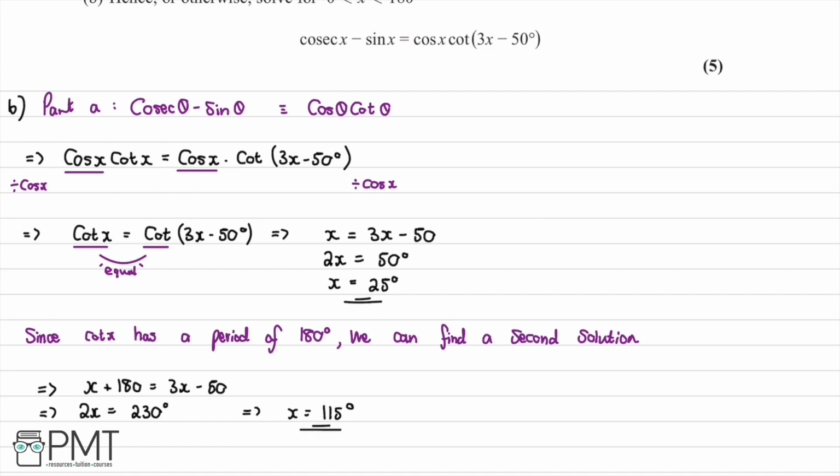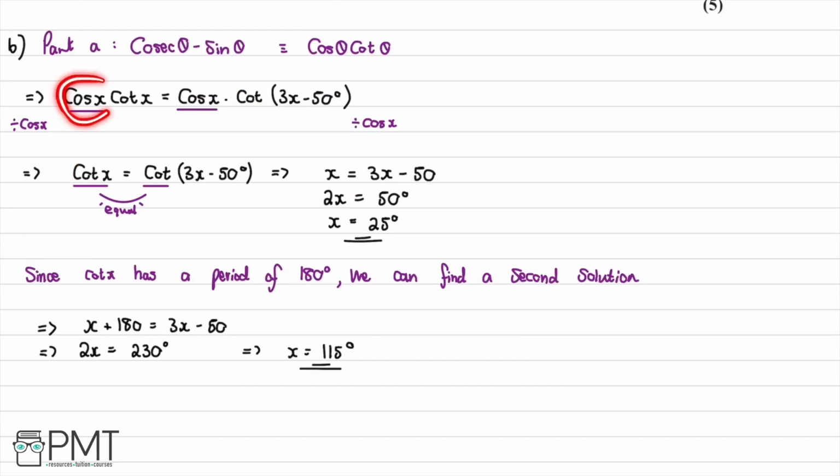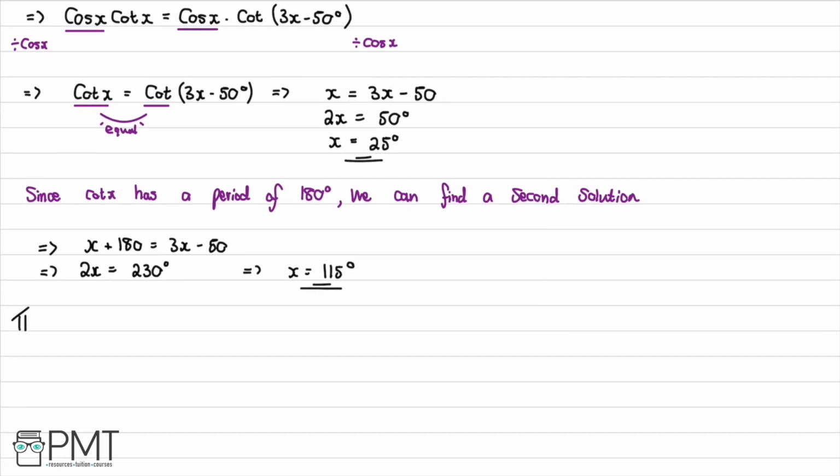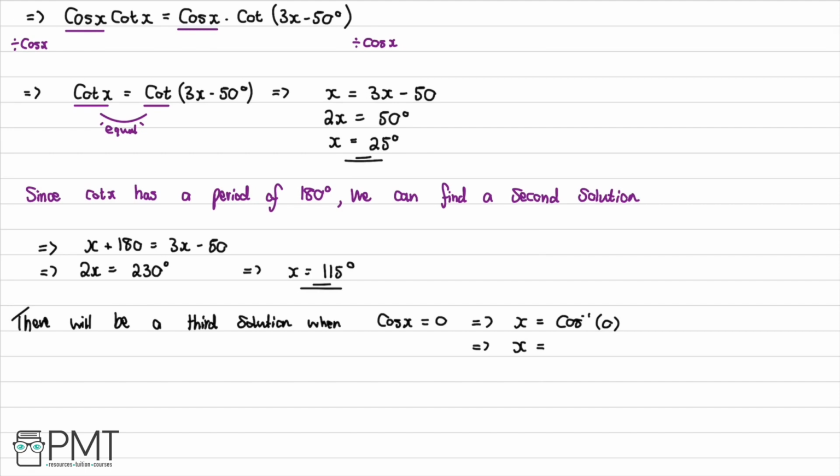And then we must also take into account the solution when cos x is equal to 0. Why is this? This is because, remember, in our original term, we have a cos x. Hence, we'll have the solution when cos x is equal to 0. So we'll just note down here, there will be a third solution when cos of x is equal to 0. So therefore, we'll have that x is going to be equal to cos negative 1 of 0. And putting this into our calculator, we'll therefore have that x is going to be equal to 90 degrees.